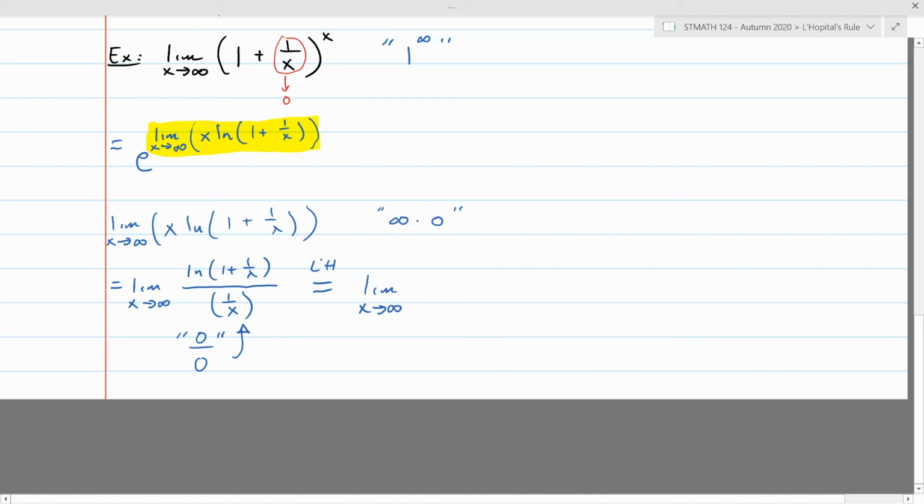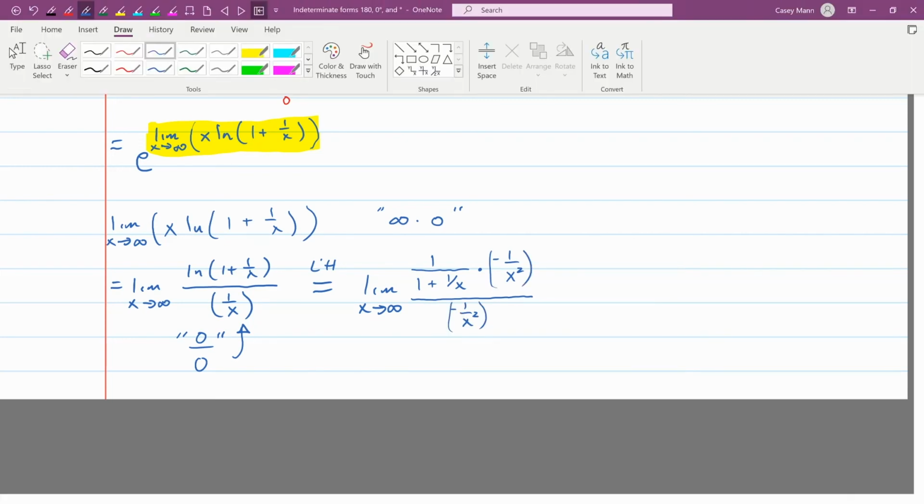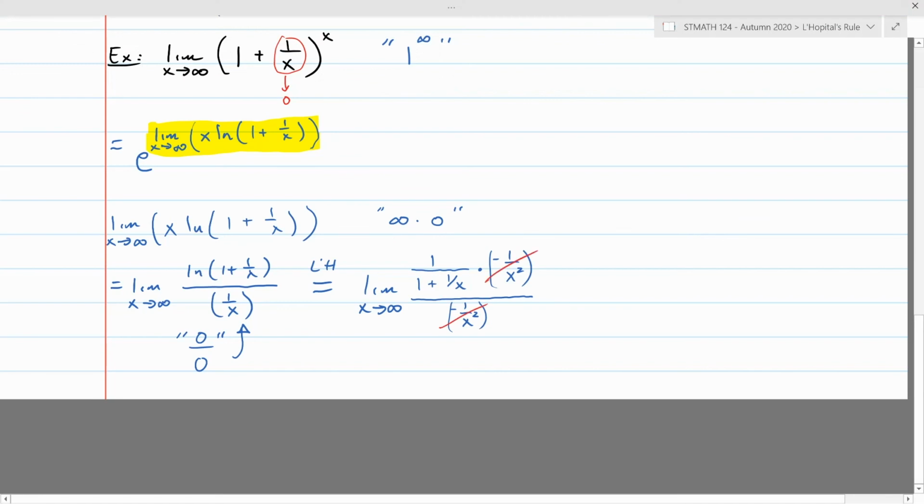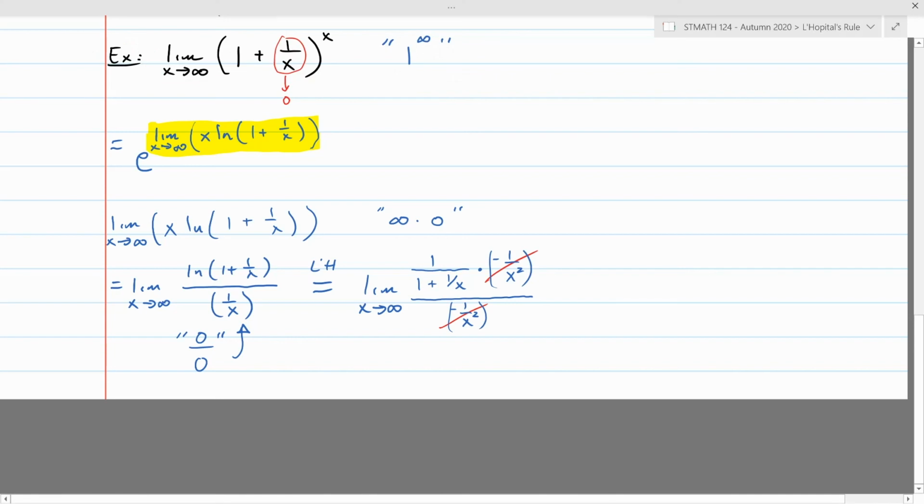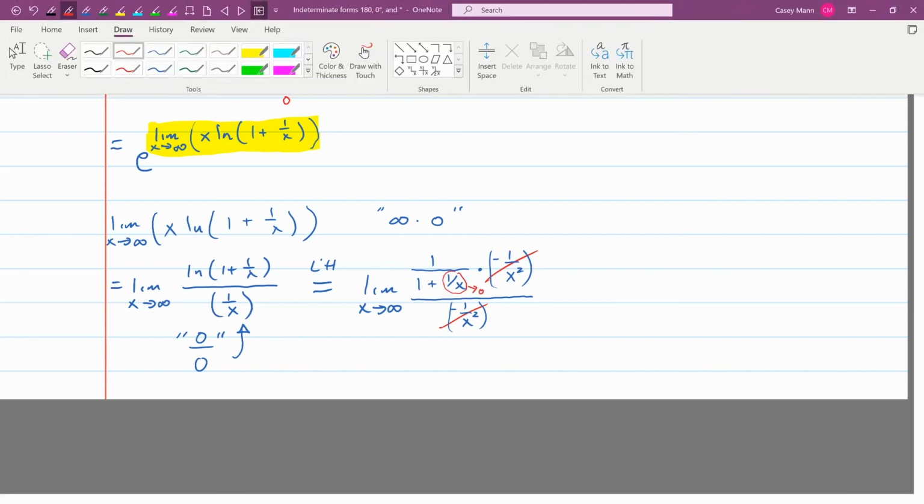So the derivative of natural log of 1 plus 1 over x, you're going to have 1 over 1 plus 1 over x times the derivative of the inside, which is negative 1 over x squared, and then the derivative of the denominator is negative 1 over x squared. And I see that those factors cancel there and there. And now if I let x go to infinity, in what remains, all that's going on is that 1 over x is going to go to 0. And what are you left with? Looks to me like the only thing that's left is just the constant 1.